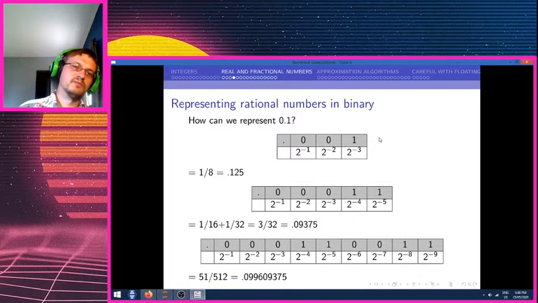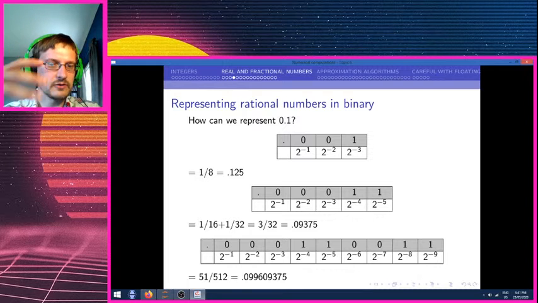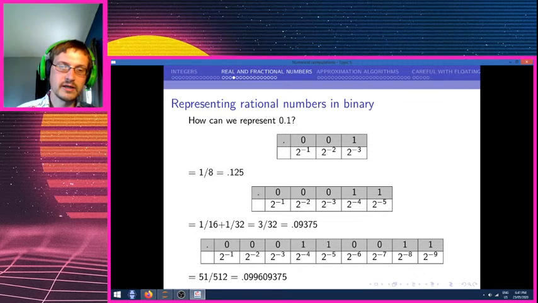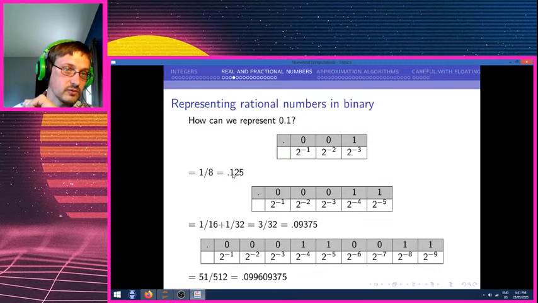Basically, the more digits you add, the closer an approximation you get to the number you want, but you'll never actually hit it. So if you have 5 digits to represent it, you would have 00011. That yields the value 0.09375, which is closer than 0.125, but we're still pretty far away from 0.1.